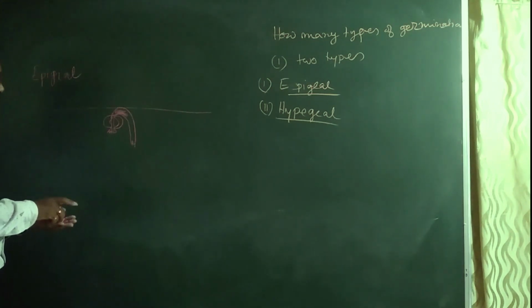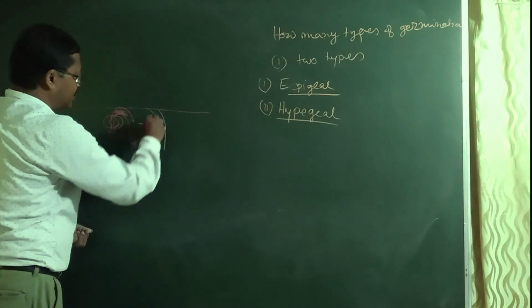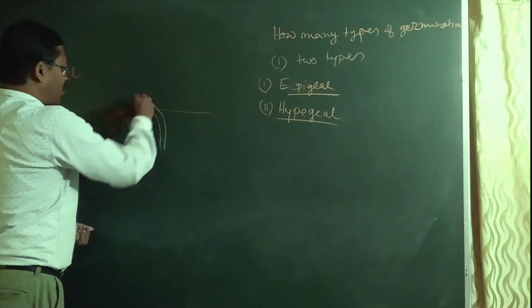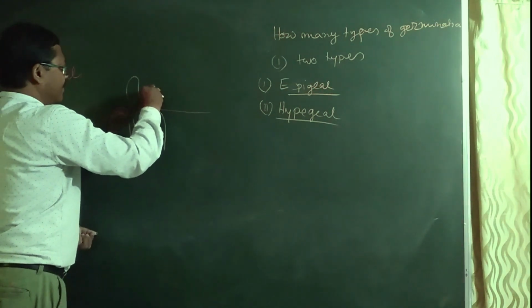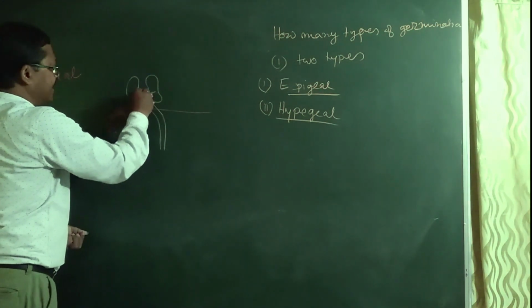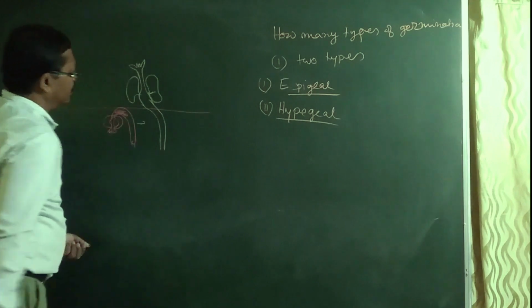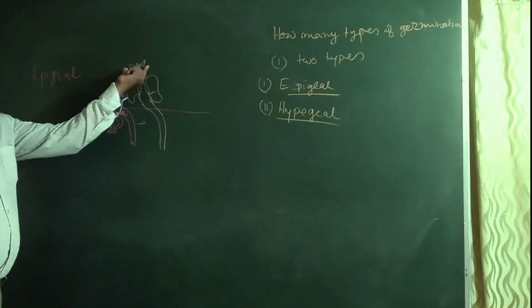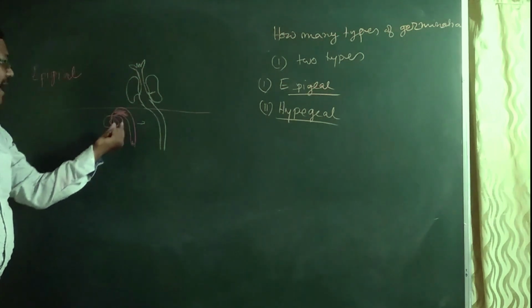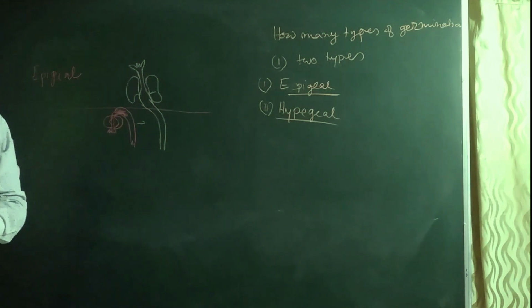What happened in this case? This is the root and the cotyledon. First, the cotyledon enters the outside and then the plumule grows. The plumule grows, and the first leaf and the stem develop by pulling the cotyledon of the seed into the air. This is called epigeal germination.